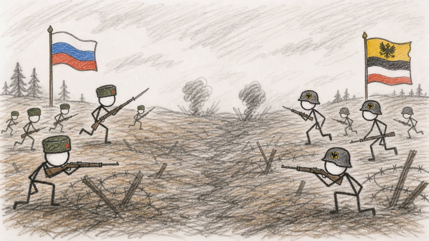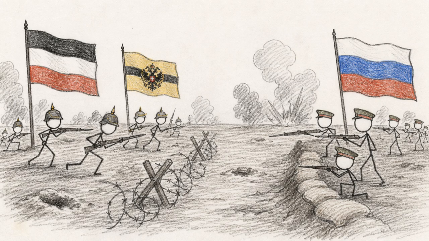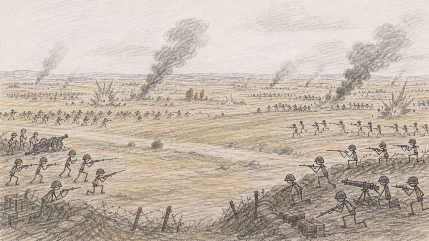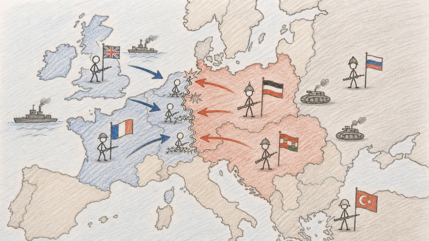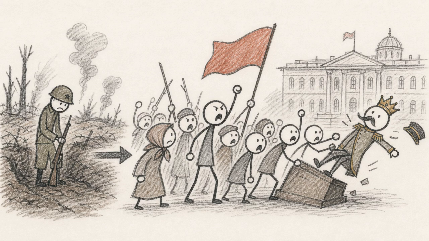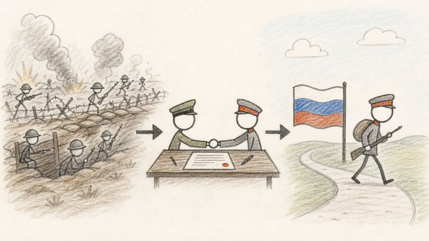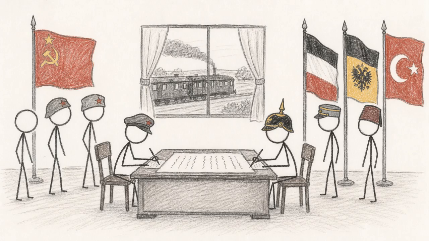Meanwhile, on the Eastern Front, Germany and Austria-Hungary battled the Russian Empire in vast, sweeping battles across the plains of Eastern Europe. The Russian war effort faced severe setbacks, culminating in the Russian Revolution of 1917, which led to Russia's withdrawal from the war after signing the Treaty of Brest-Litovsk.